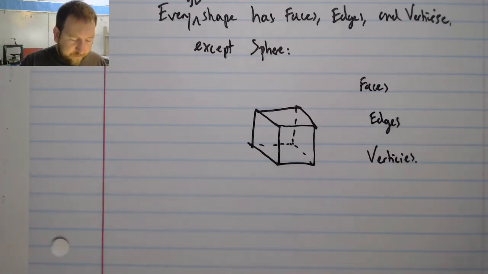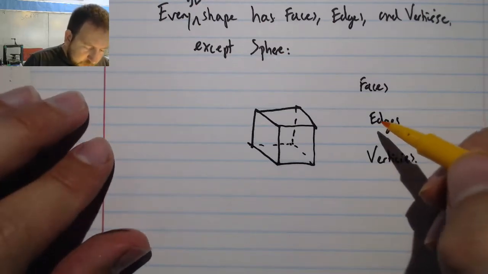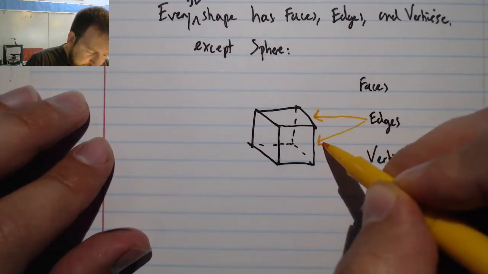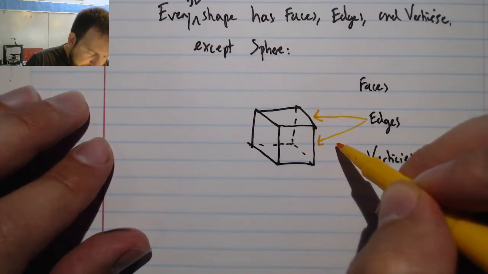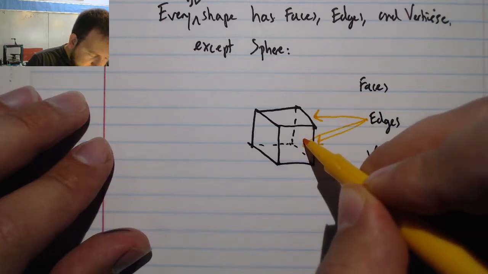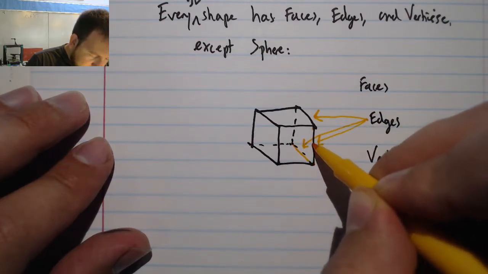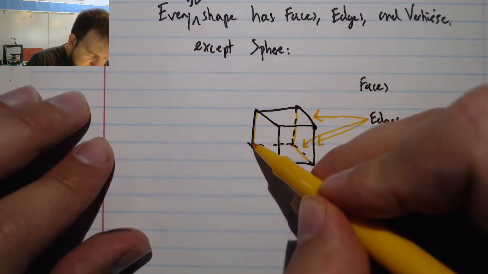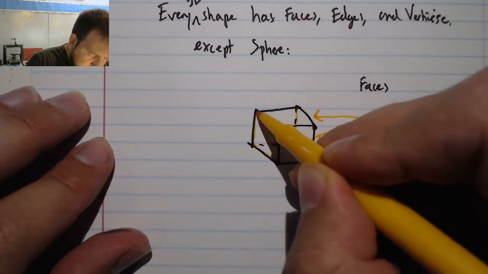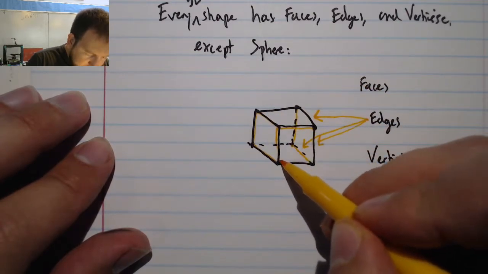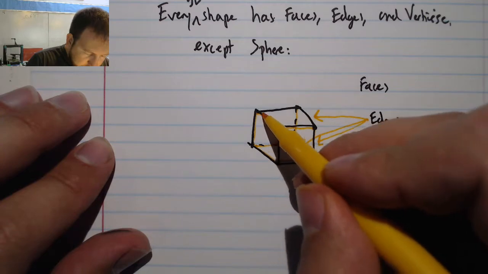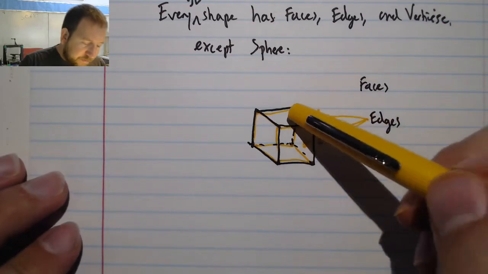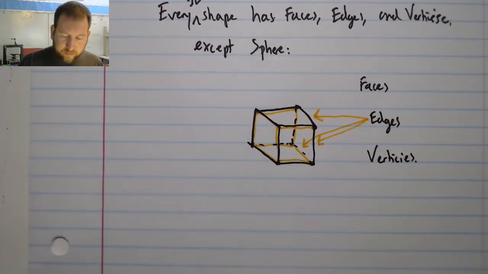let's see. We talked about faces a little bit. Let's talk about these edges. The edges here are the pieces that kind of connect two faces. So it would be these lines here. So 1, 2, 3, 4, 5, 6, 7, 8, 9, 10, 11, 12. All of those would be the edges of the shape that we are looking at. Every time a face meets another face, we get an edge.